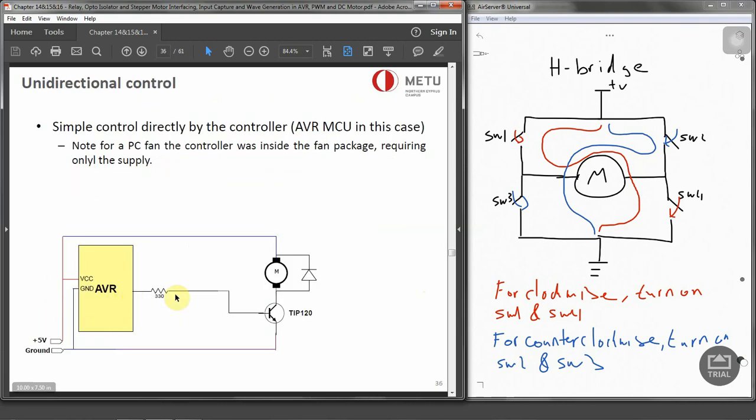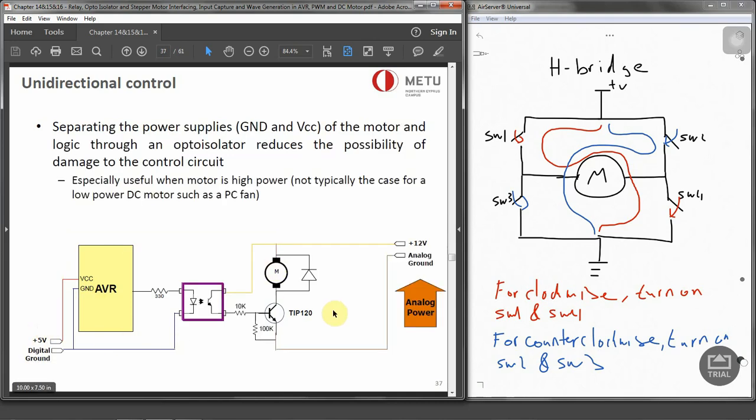We just connect the AVR with a driver transistor and the motor all together. This is what you can find inside of a fan package, so you're not going to have a separate microcontroller. Everything is there, you just need to supply the power to it. In a more advanced version of that, we can use opto isolators to protect the AVR circuitry. We don't want to damage it. That's why we can use an opto isolator and a Darlington transistor and the motor all together. So we have the digital power and the analog power separated with the opto isolator.